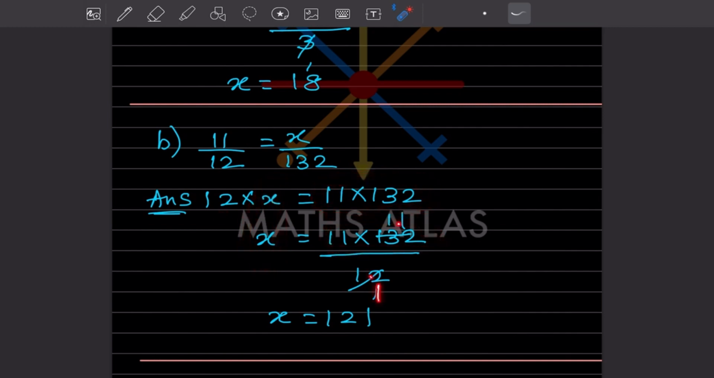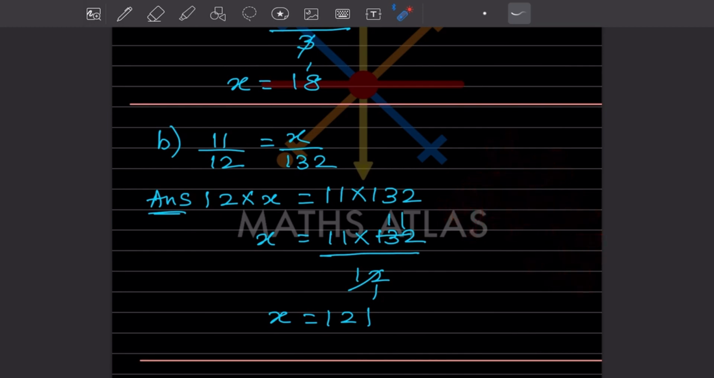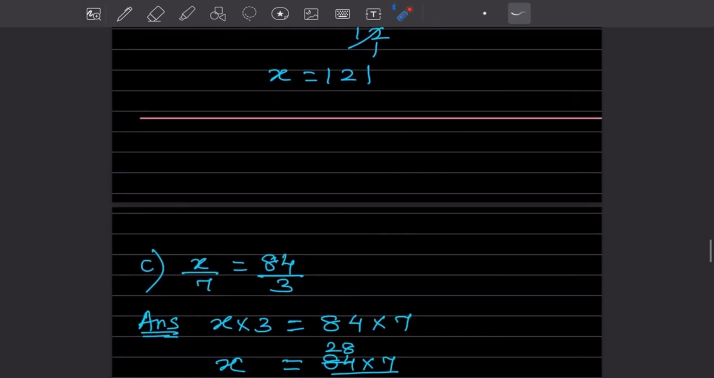So 12 ones are 12. If you don't know, you can also do 132 divided by 12. 12 ones are 12, and this is 12 ones are 12. So this is 11 over here, and then 11 11s is 121. So the value of x, they have asked for the value of x.